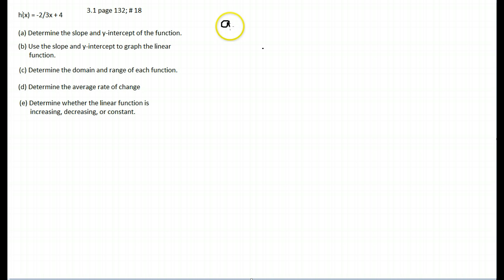So for part A, if you look, our function is in the form of y equals mx plus b, where m is the slope and b is the y-intercept. So I just write m equals, well, our slope is negative 2/3 because it's in front of the x, so negative 2/3, and b is the 4, so b equals 4.